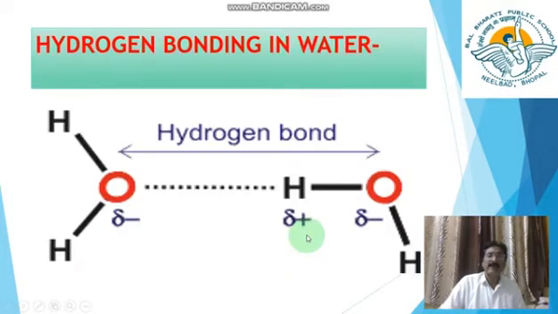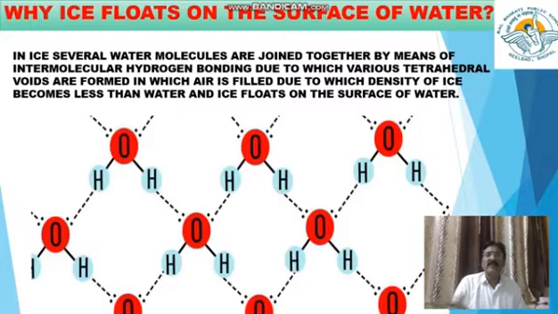Now, our today's experiment is why ice floats on the surface of water. Students, in ice, numerous water molecules are joined together by means of intermolecular hydrogen bonding. As you can see on the screen, due to the formation of numerous intermolecular hydrogen bonds, tetrahedral voids are formed. See here, 1, 2, 3. Here 3 tetrahedral voids are there. In these tetrahedral voids, air is filled.